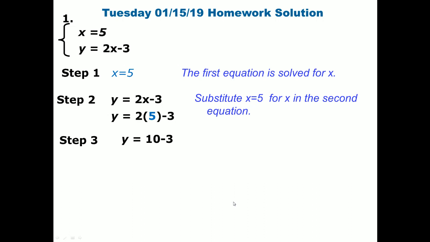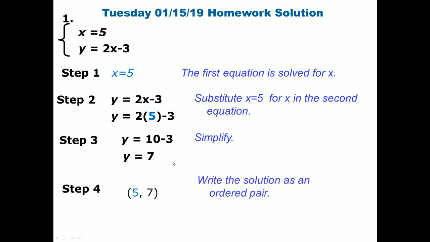Okay? Now, 2 times 5 becomes 10. Okay? And the negative 3 comes down. 10 subtract 3 is 7. Okay? That is the process of simplifying. Now, we have the answer. We have x equals 5 and y equals 7. We always write the solution as an ordered pair, so it is (5, 7). The reason is because we have two values, an x value and a y value. We organize that in an ordered pair.